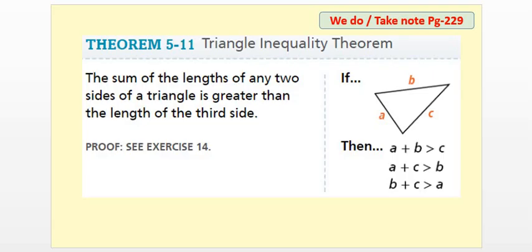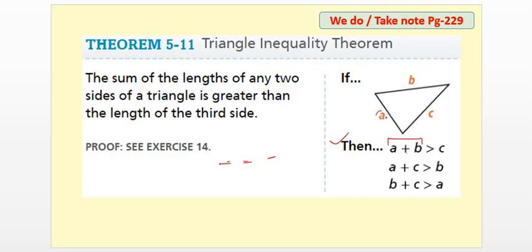Here we have the next theorem. It's theorem 5.11, the triangle inequality theorem. The sum of the lengths of any two sides of a triangle is greater than the length of the third side. It's a very important theorem. How can we judge? Sometimes they give us some measurements and ask whether these three measurements can make a triangle. We can check those measurements by using this theorem: if you add any two sides of the triangle, the sum should be greater than the third side.